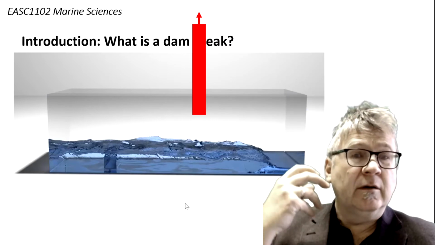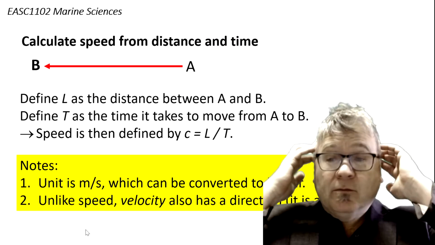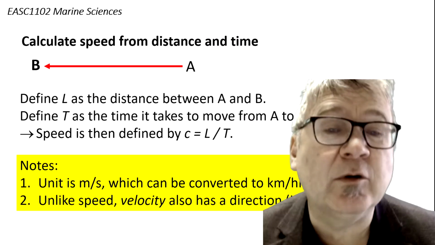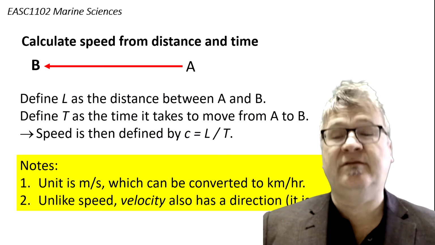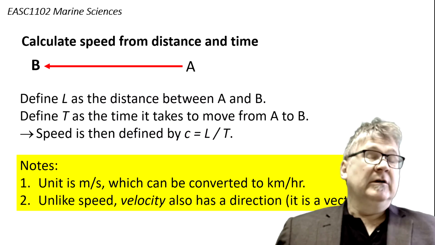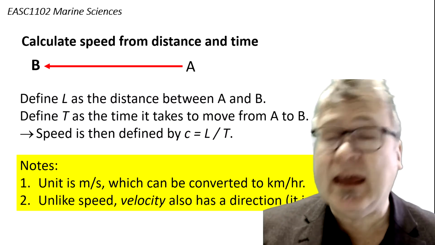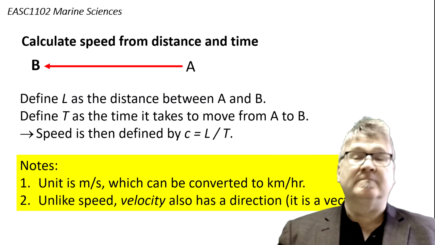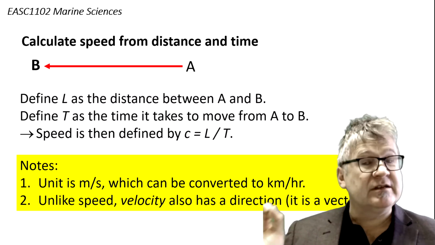What is speed? How do you calculate speed? Okay, here we go. So essentially, in order to calculate speed, you need distance and time. So here's a little example. Now define L as the distance between point A and point B in this little sketch. Here you can measure it. It's the distance, in meters.